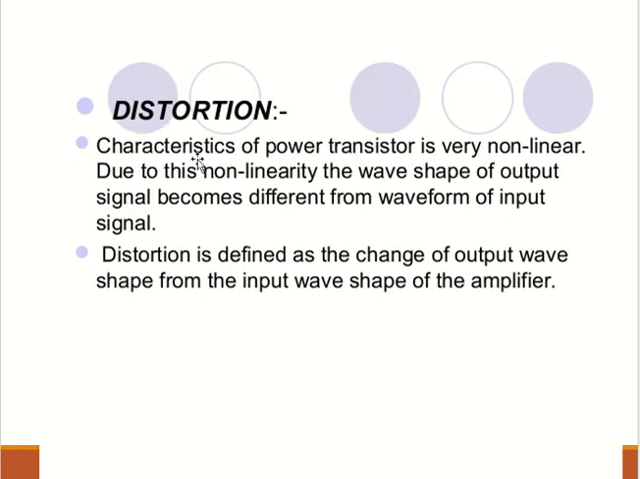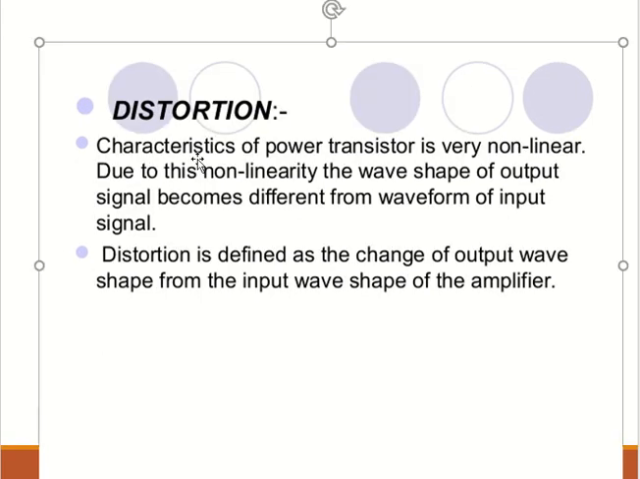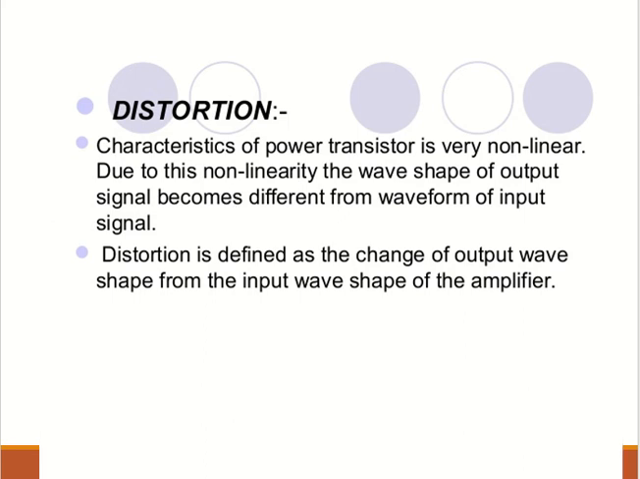Next is distortion. Distortion means the change in output wave shape from the input wave shape of the amplifier. In the case of power transistors, the characteristic is very non-linear. In the Class A amplifier, the collector current flows for the full cycle, so the distortion is minimal. In the Class C amplifier, the collector current flows for less than a 180 degree cycle, so distortion is maximum. So Class A amplifier has very little distortion, and Class C amplifier has more distortion.